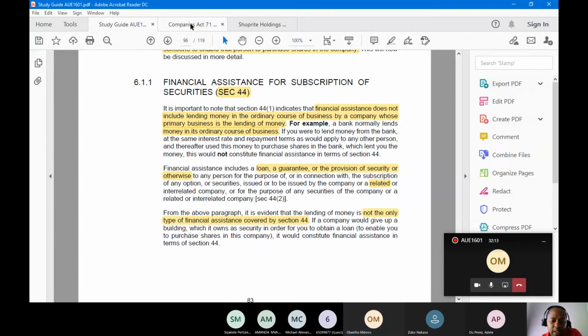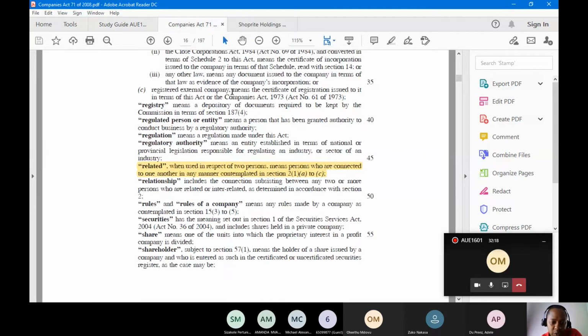Okay, let us look at what the Companies Act defines as a related person, and then we'll attempt to answer that question. So it says related, when used in respect of two persons, means persons who are connected to one another in any manner contemplated in Section 2(1)(a) to (c). For example, in the case of a company, let's say you've got a holding company and there are two subsidiaries below that. Now, the holding company has authorized shares, meaning it has shares that need to be bought up. And one of the subsidiaries actually wants to buy into that company. The subsidiary is related to the holding company, and in that definition, it can apply, for example, for a loan to get money to buy shares in the holding company. I hope I've tried to answer your question.